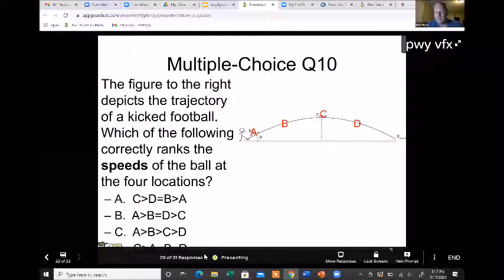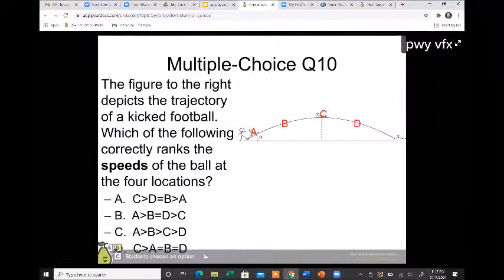And then it starts going back down. What starts happening to the vertical speed on the way down? It increases. And notice that B and D are at the same height. So what does that mean about their vertical speed since they're at the same height? They're the same. So that being the case, which answer is the right answer? B. A has the greatest velocity. B and D have the same. C has the lowest velocity. So B is the right answer there.